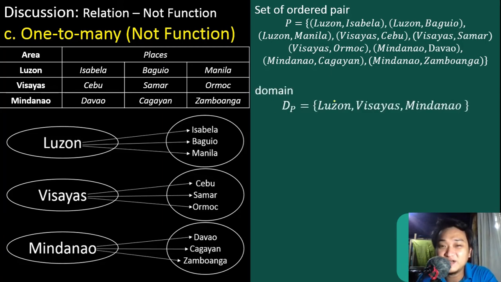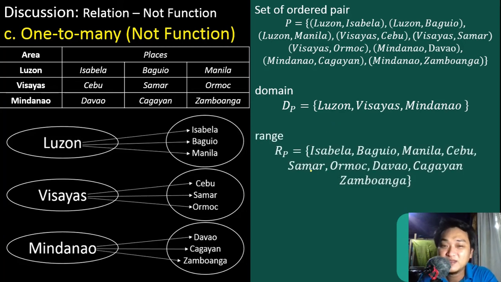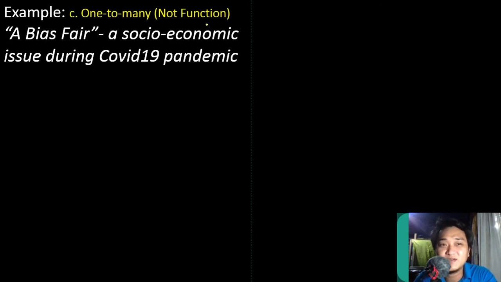Again, the domain of this relation is Luzon, Visayas, Mindanao. Parang kabaliktaran lang din nung una nating example. At yung range niya would be those places. Now, bakit kaya siya hindi kino-consider na function? So, instead na i-define natin yung function, papakita ko sa inyo para mas lalo po nyong maintindihan kung bakit merong function, bakit merong hindi.